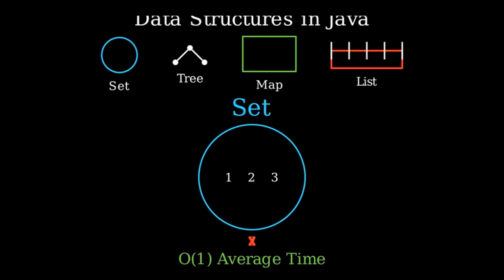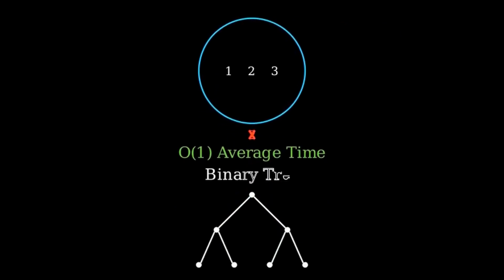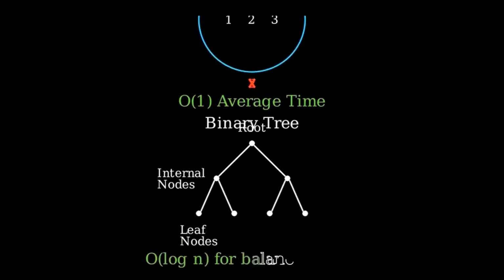Next up are trees. Trees are hierarchical data structures, meaning they organize data in a parent-child relationship like a family tree. We have a root at the top, branches connecting nodes, and finally, leaves at the bottom. There are many types of trees like binary trees, balanced trees, and more. The time complexity for operations on trees often depends on the height of the tree. For a balanced binary tree, operations like searching, inserting, and deleting are typically O(log n), which is pretty efficient.